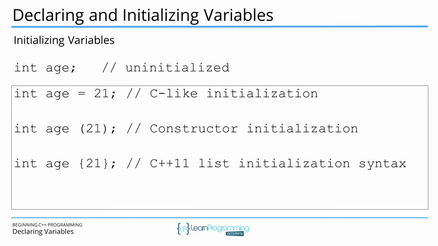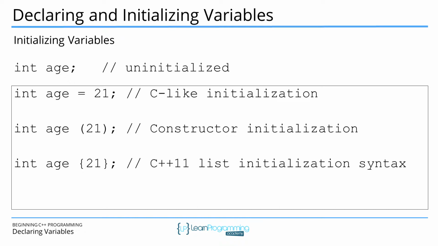C++ provides 3 ways to initialize variables. All 3 are equivalent, and they're related to the way that C++ has evolved over the years. The first is to use an assignment operator. That's the equal sign. This will assign 21 to age right when it's created, so it will be immediately initialized. The second uses parentheses around the value, in this case 21. This is a constructor-style initialization. We'll talk about constructors when we talk about object-oriented programming.